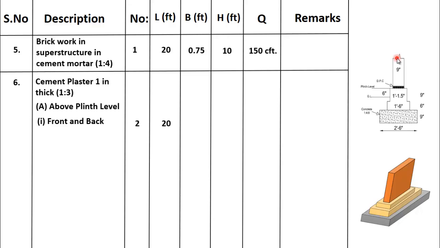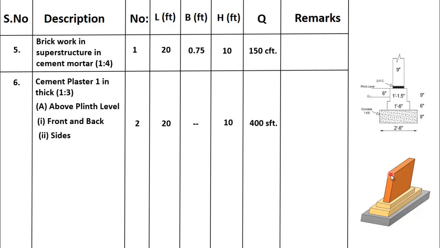Here we will also skip the width of the plaster, and we know that the height of the wall is 10 feet. Now to get the total quantity of plaster for the front and back side of the wall, just multiply these three values. We will get the total quantity of plaster for front and back wall above plinth level is 400 square feet. Now we will calculate the plaster quantity for both sides.